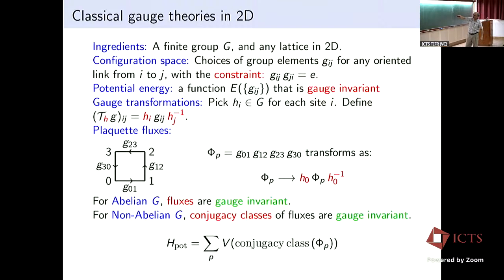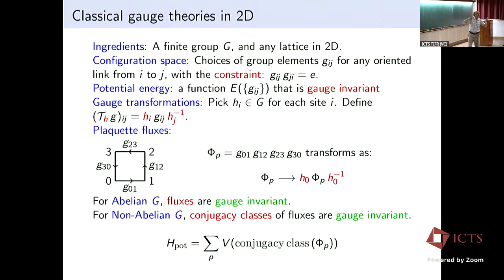So note the fact that, if the bond is oriented like this, for J12, you multiply by H1 on the left and H2 inverse on the right. And in fact, it's clear that this set of gauge transformations forms a group, and this group is acting on the set of configurations. Of course, we want the energy to be gauge invariant, so it's interesting to look at quantities which are only mildly affected by gauge transformation.